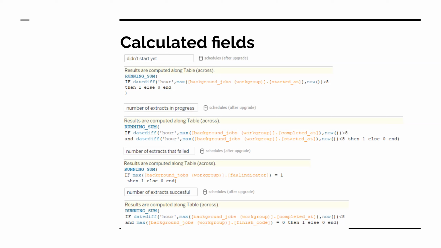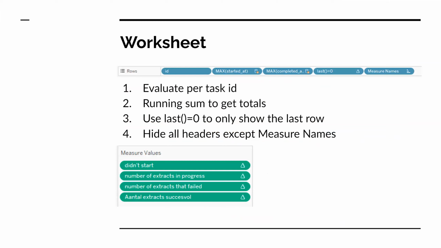So with these 4 steps, I'm able to define the state of all my extracts, and you can see there's a running sum across, and that has to do with the following. We actually need to evaluate this per task ID. In my schedule, I might have 60 or 100 tasks. To get the totals, I'm evaluating them per task and then getting a running sum across the table, which means that the last row of my table will contain the right totals. I could also use a total, then every row would contain the same numbers.